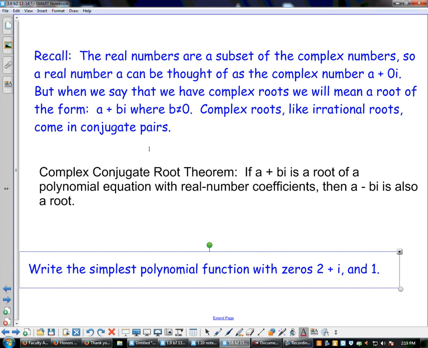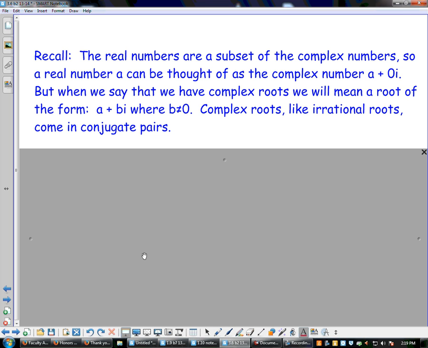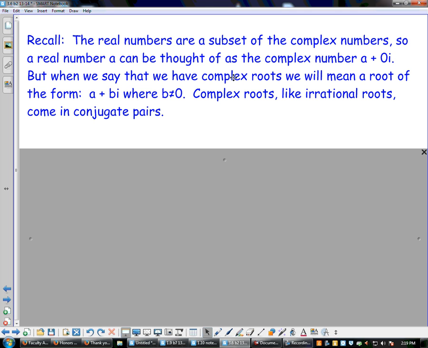Okay. So let's talk about something else. Recall that the real numbers are a subset of the complex numbers. So a real number a can be thought of as a complex number, namely a plus 0i. So that is a real number, but it's got an imaginary part, but the imaginary part has a 0, so the imaginary part drops out. But when we say that we have complex roots, we mean that we have roots of the form a plus bi where b is not equal to 0. So when we say complex roots, we're really talking about imaginary roots. But complex roots, just like irrational roots, they will come in conjugate pairs.